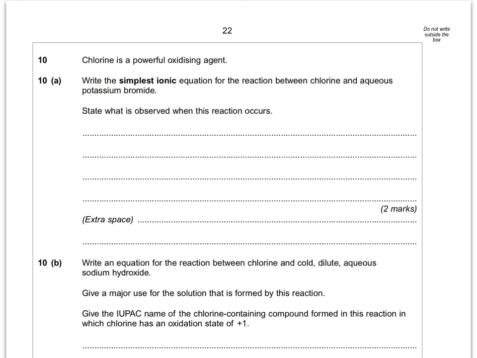Now chlorine with aqueous potassium bromide is KBr plus Cl2 goes to make KCl plus Br2. But these are all in aqueous conditions, so the KBr and the KCl are going to be floating around in solution as separate ions. So you'll notice that the K will be on both sides, so that won't be drawn. That will just be a spectator ion.